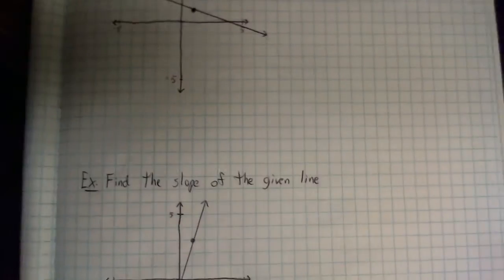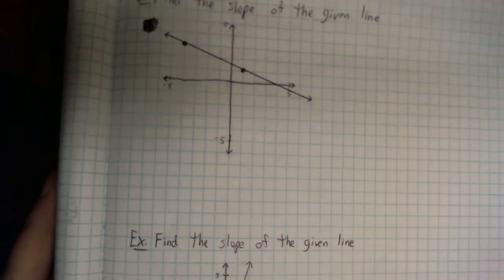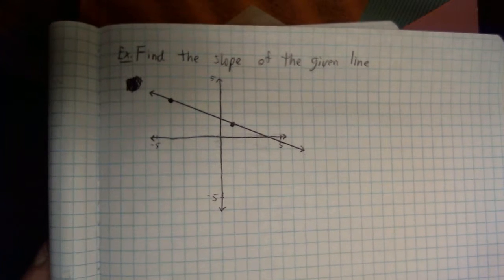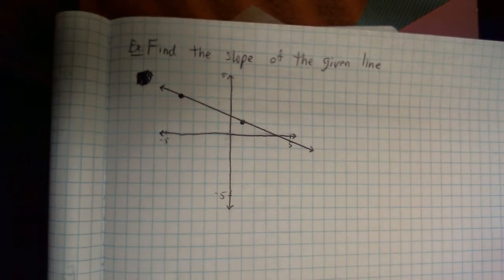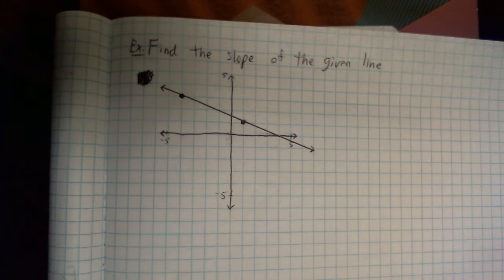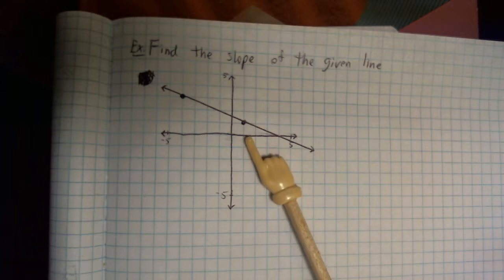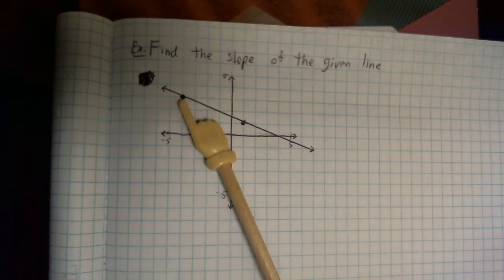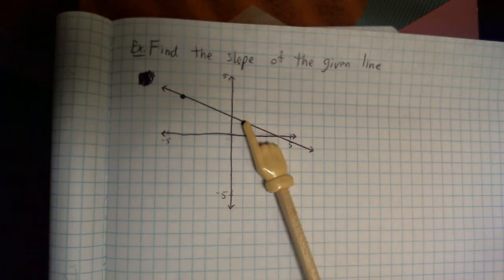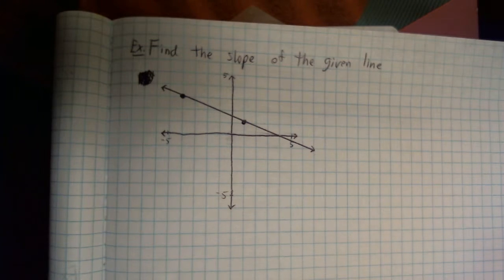One final type of problem that we're going to look at is finding the slope of a given line when it's already graphed for us. Now there's 2 ways we could do this. We should notice that they give us specific points. We know how to find coordinates. This looks like it's (-4, 3). This looks like it's (1, 1). We can plug that into the slope formula. It works. It's going to give you the correct slope.